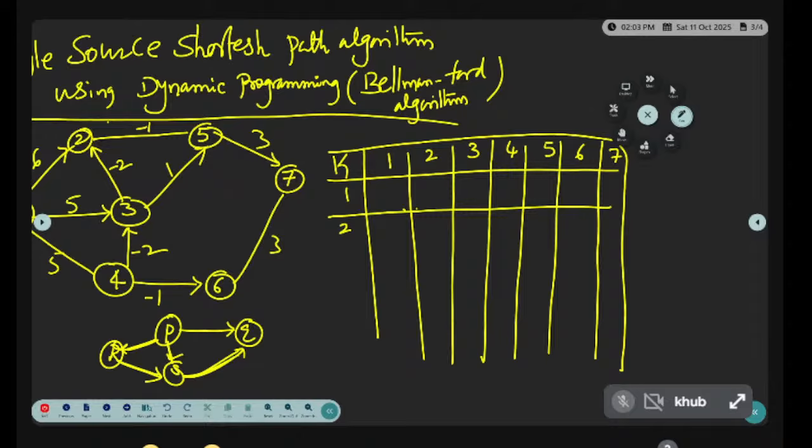If P to Q itself with 4 edges, but according to this graph we don't have 4 edges, so we cannot define it. 3 is the maximum, so it will remain the same. That is the way we need to calculate for the single source shortest path problem: P to Q with only 1 edge, with only 2 edges, with only 3 edges.